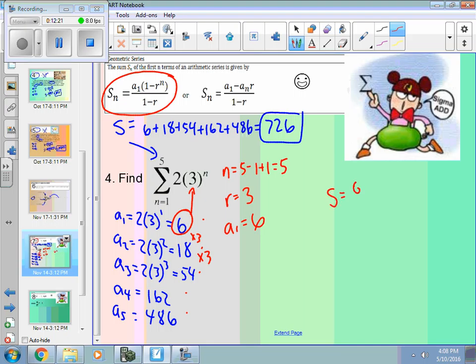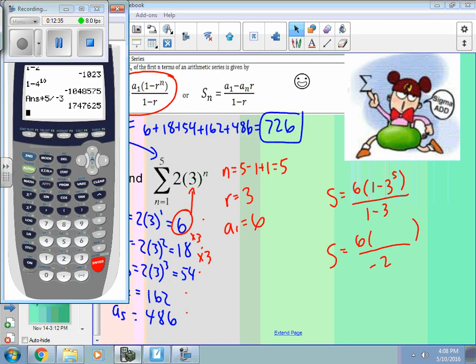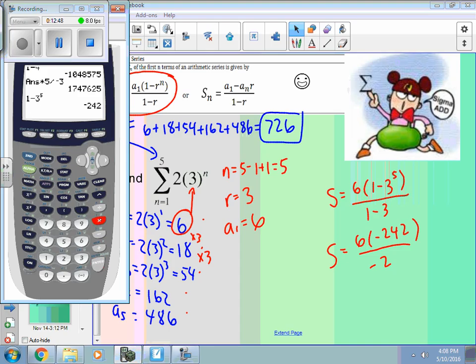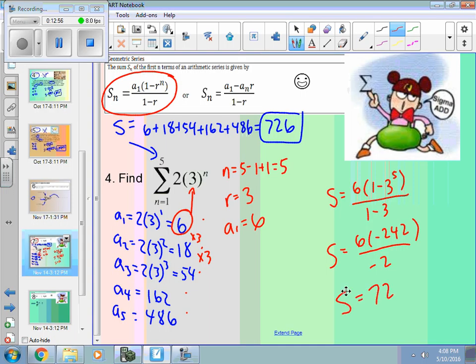S would be the first term 6, times 1 minus 3 to the 5th, all over 1 minus 3. Solving this out, let's use the calculator again to find the parentheses. 1 minus 3 to the 5th is negative 242. Times that by 6 and divide by negative 2, and we should get the same answer. And it looks like we do. 726 is the same thing we got before. So you can use the equations to do these as well.